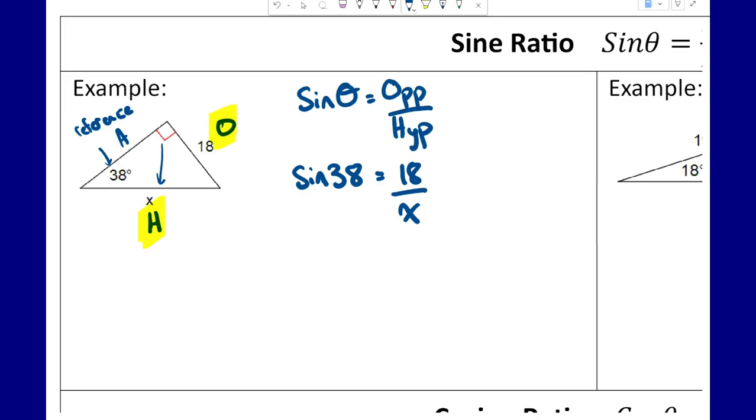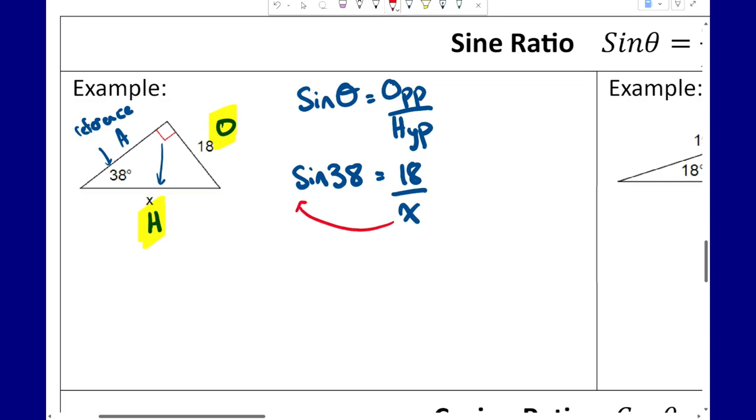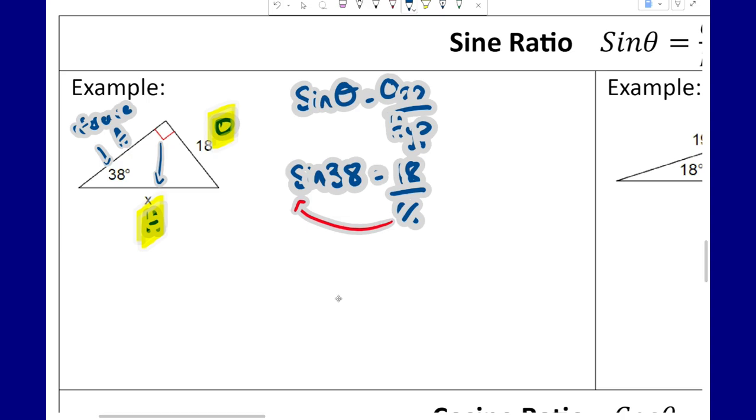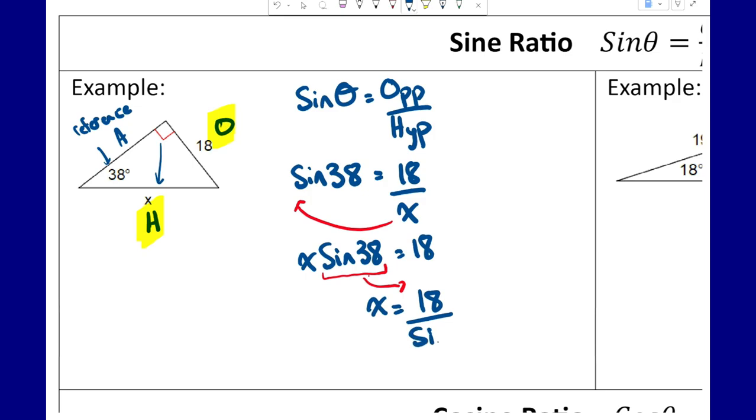Now we could kind of go the long way. If I want to solve for x, right now it's on the bottom, so I do need to bring this x up. Just when we're dealing with rearranging equations, we have x times sine 38 is equal to 18. Now sine of 38 is a number on its own. So if I want to get x by itself, right now it's being multiplied by sine 38, or x times a number. This sine 38 is now going to move to the other side, and it's going to become division. So x equals 18 divided by sine 38.